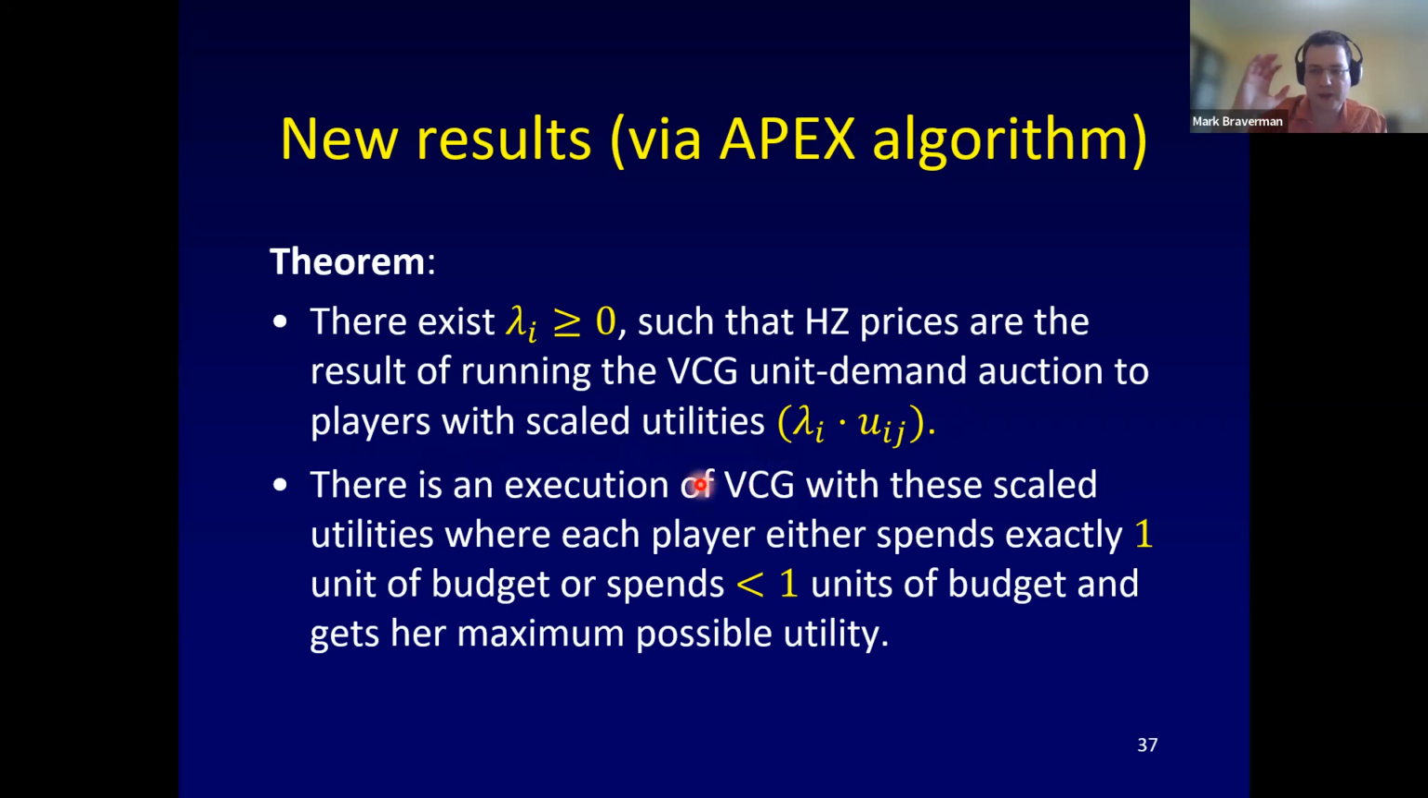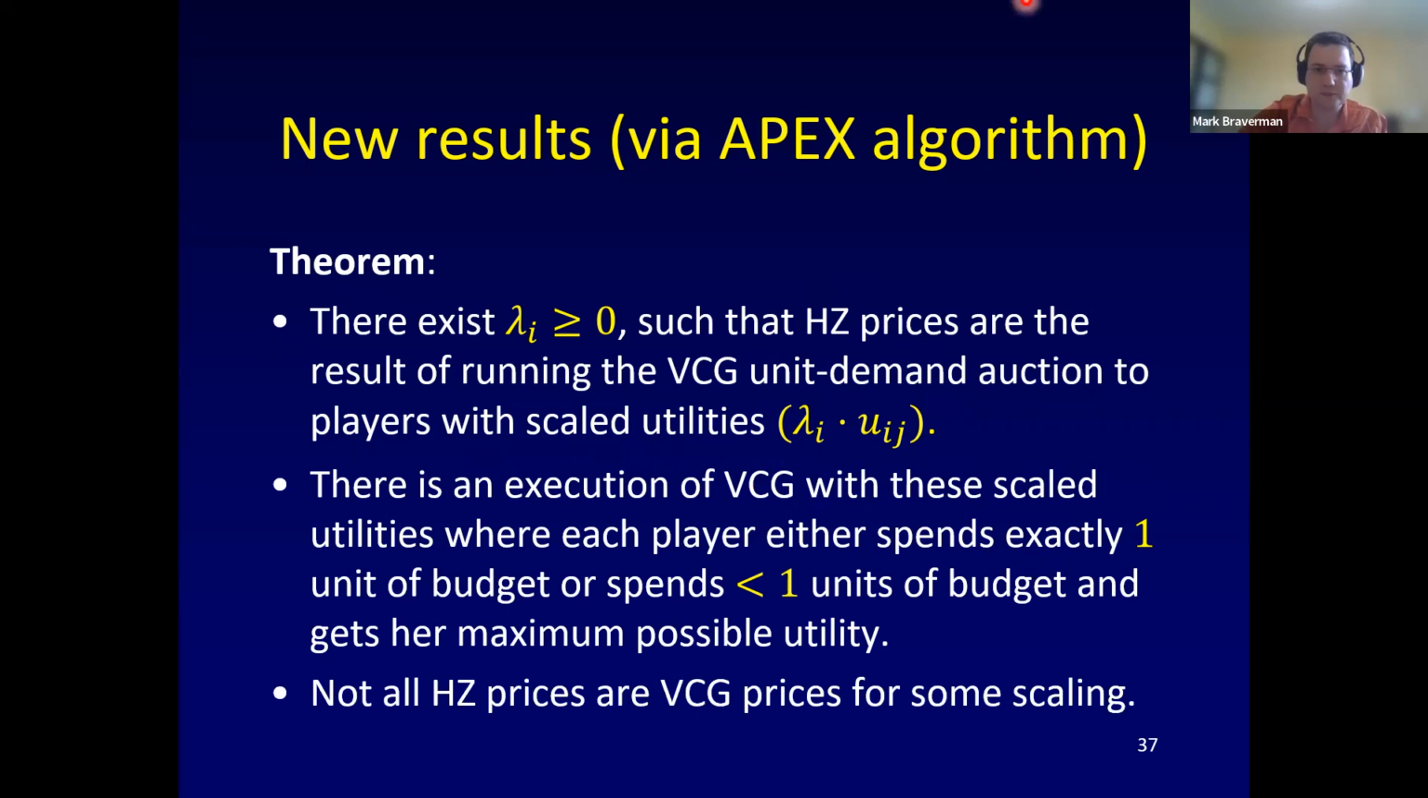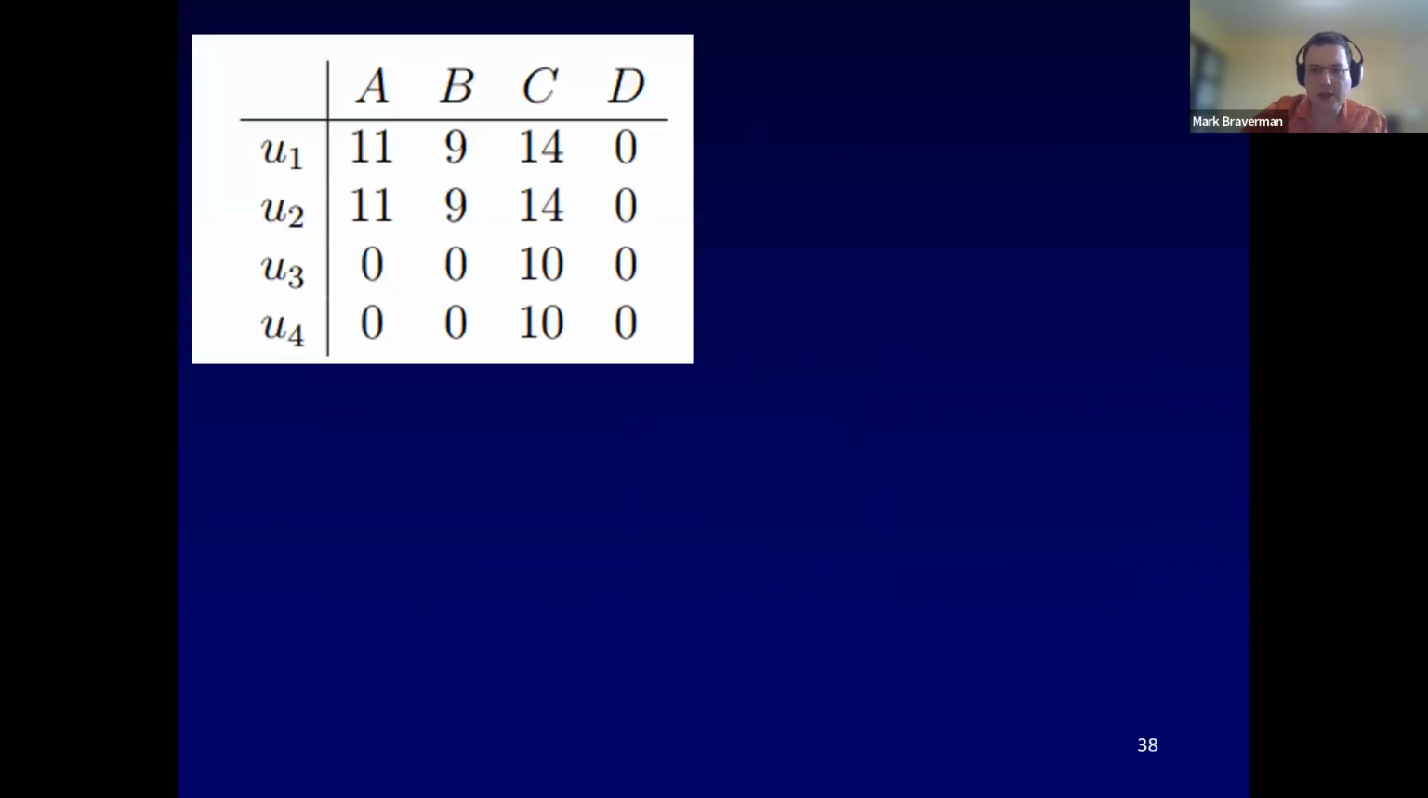There is an execution of VCG for this unit demand setting, with scaled utilities, where each player spends exactly 1 unit of budget, unless they're maximally happy, then they could spend less than 1 unit. And it turns out that it's actually a refinement of Hyland-Zeckhauser, because not all Hyland-Zeckhauser prices are VCG prices for any scaling. Here's an example. So we have 4 players and 4 items.